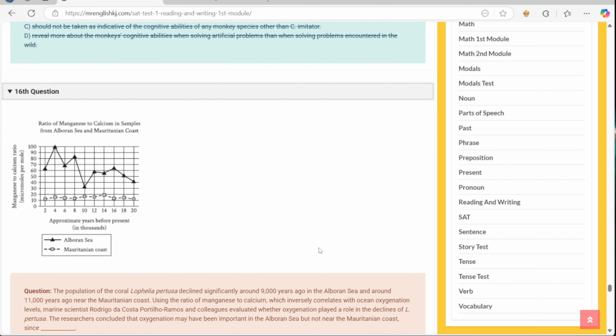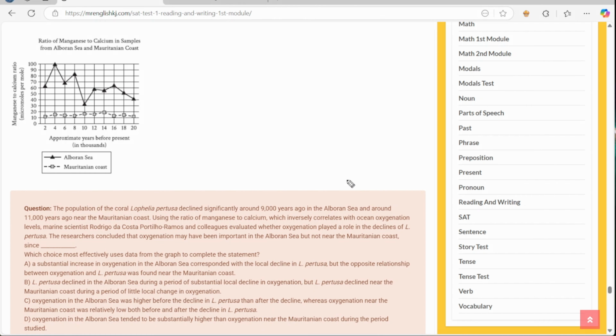Okay, difficult. Let's learn a few things about it. Now, we have been given a graph. Which choice most effectively uses data from the graph to complete the statement? So we need to focus on the graph as well as the text, and then find which option is the most suitable. Probably the most time-consuming one. Let's take a look. So the ratio of magnesium to calcium in samples from the Alboran Sea and the Mauritanian coast. Now here we can see the magnesium and calcium ratio, and here we can see years in thousands.